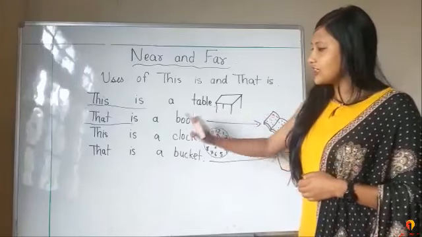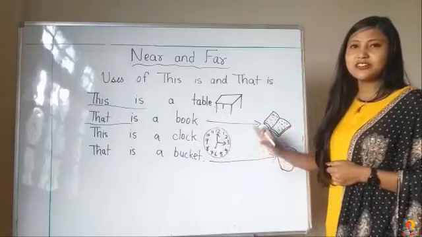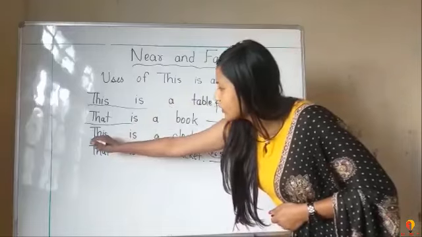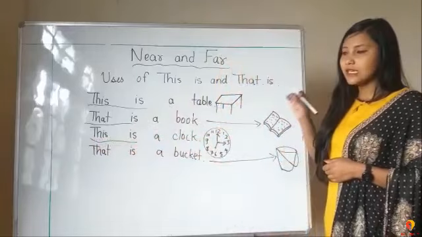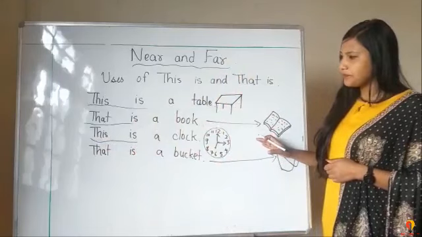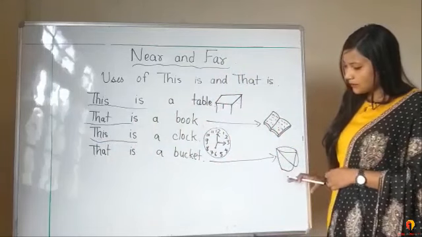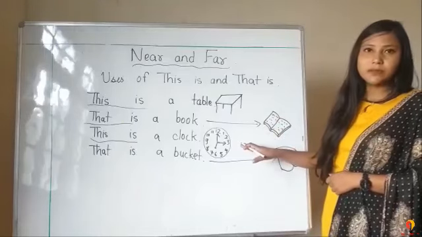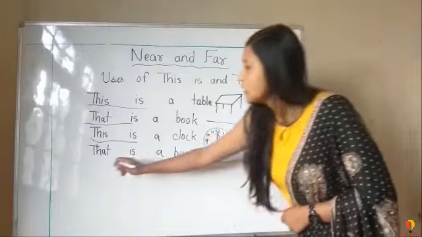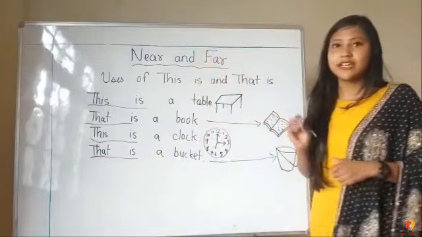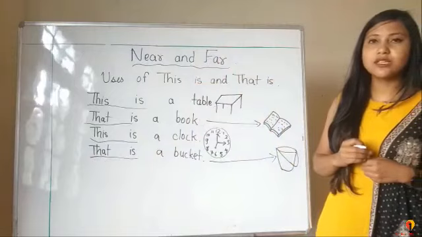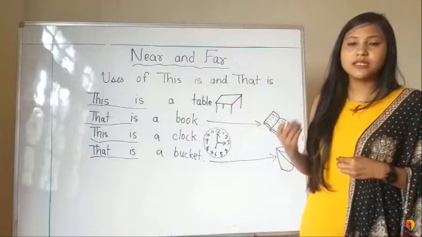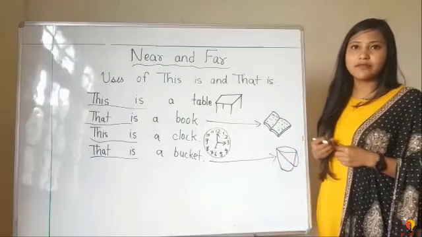Next is the clock. This is a clock. So you can see the picture of the clock is pretty near. So that is why we use the words this is a clock. So in the next picture you can see the picture of the bucket is farther from the picture of the clock. So we use the words that is. So in general we use this is for the things which are near to us and we use that is for the things which are far away from us.